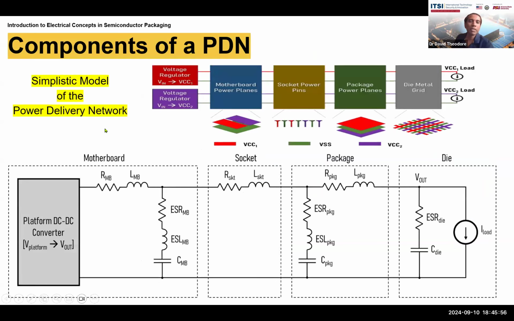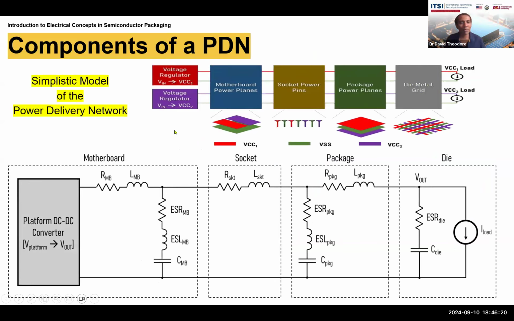So here's a very simplistic model of the network. We have seen this schematic before, right? You've got the voltage regulators, the motherboard, the sockets, the package, and then the die on top. And then here's the load. This is the die metal grid, the interconnect grid, bringing power and signals to the devices. And here's the load on the chip, which is basically the devices.